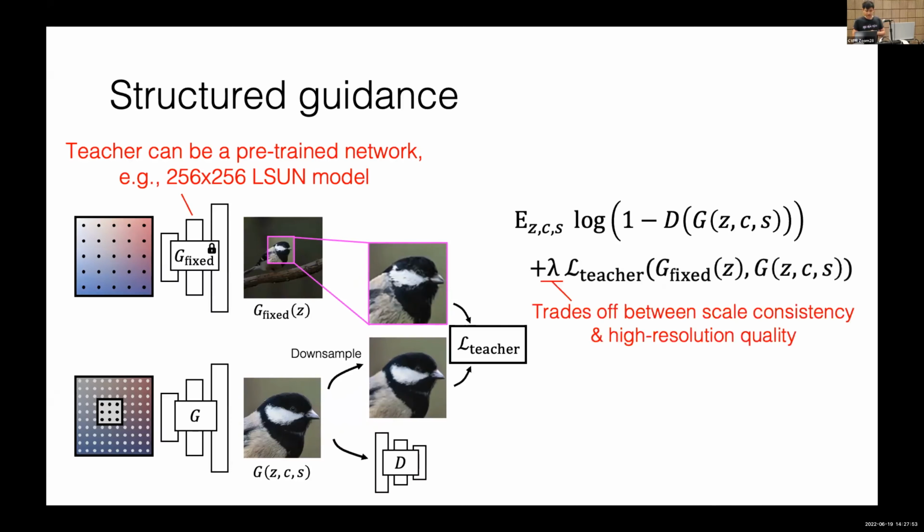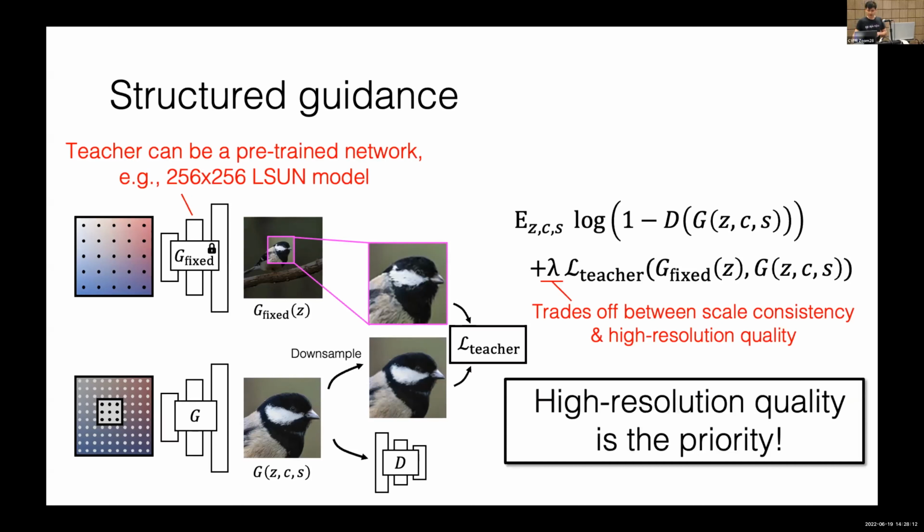So we have these two loss terms. One is aimed at high resolution quality. The other is aimed at getting structured guidance from low resolution, so kind of like scale consistency. And this lambda term actually ends up trading off between the two. Now, in the previous project, we really didn't care a lot about consistency. In this project, we really cared much more about pushing the envelope on high resolution quality. That's really the primary priority here. And we'll show some examples of why that is.